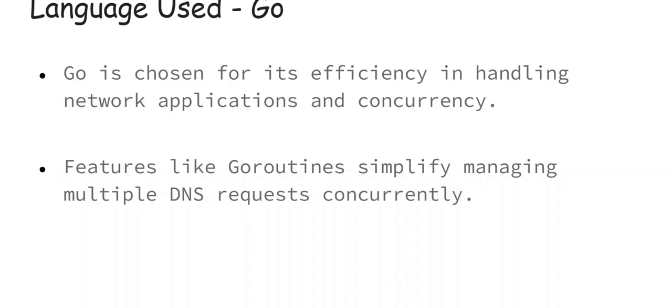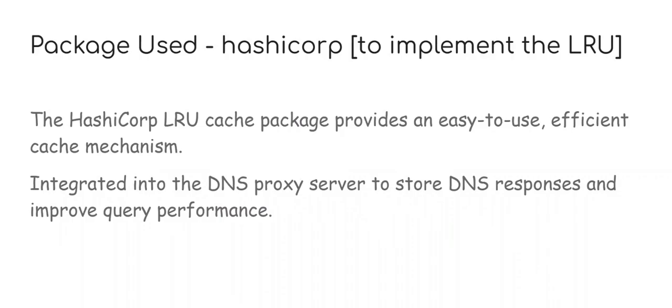Next up, why we used Golang as our language, because Golang is very efficient in handling network applications and it also has features like goroutines to simplify the concurrency, because if there are multiple clients and they also want to know the same domain name, there will be multiple requests to the server at the same time. So Golang has some inbuilt features, or you can say libraries, which simplify the managing of network applications. That's why we used Golang.